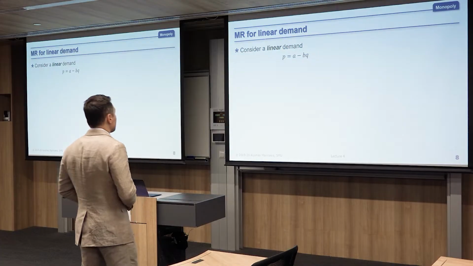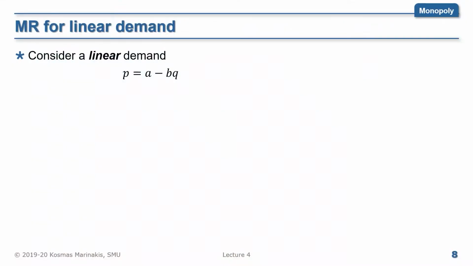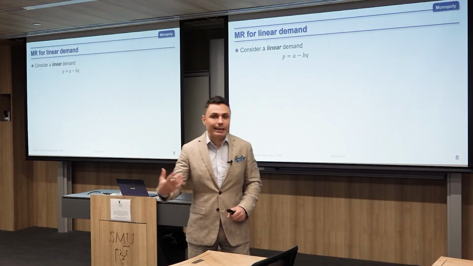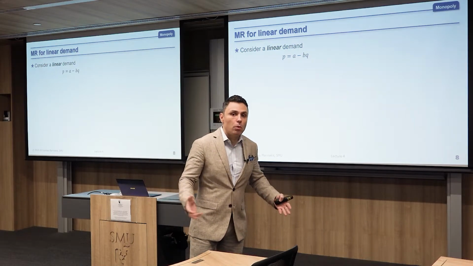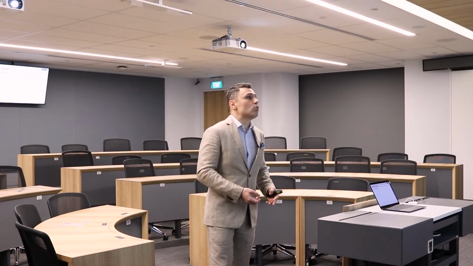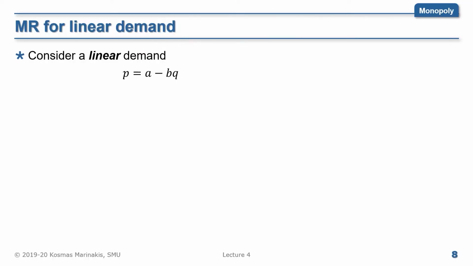Here's how it goes. So consider a linear demand. This is a demand function that is given to you as price equals something minus something times quantity. So this is usually how I give you demand curves. Like for example, even from the first homework, I gave you a demand curve that was P equals 10 minus 0.5 times Q. Okay, so we are giving this kind of demand from the very beginning of the year.